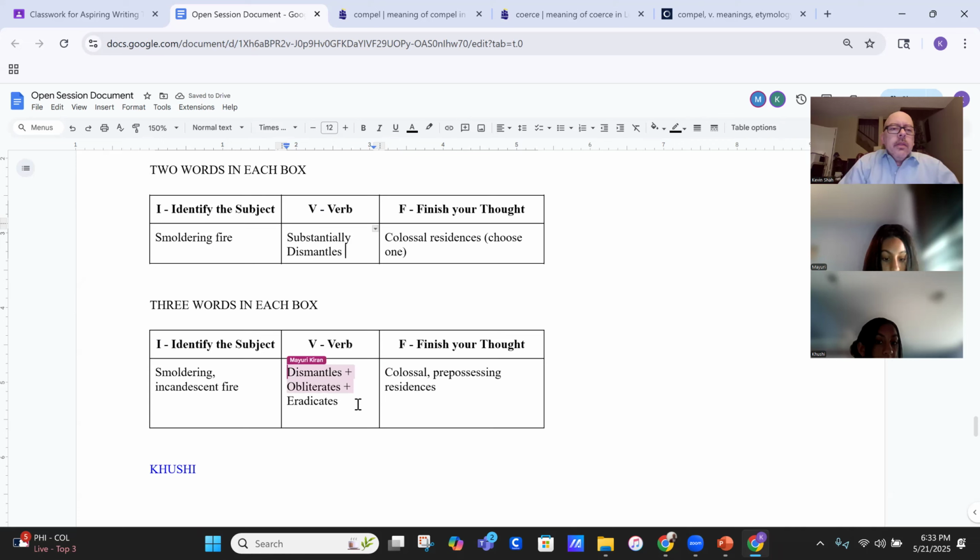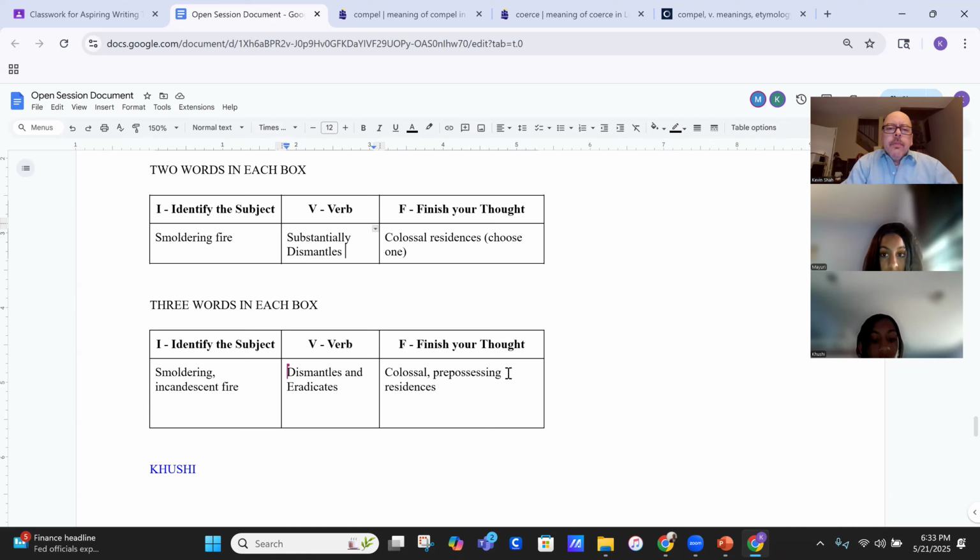Okay. Here you can say dismantles and eradicates. That's 3 words. Okay. Now that's 4 words. See, this is tricky. This is meant to be kind of a challenge, right? Like that? That's fine. I know what colossal means. Prepossessing residences?